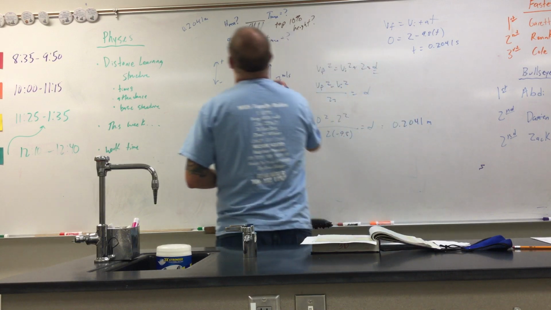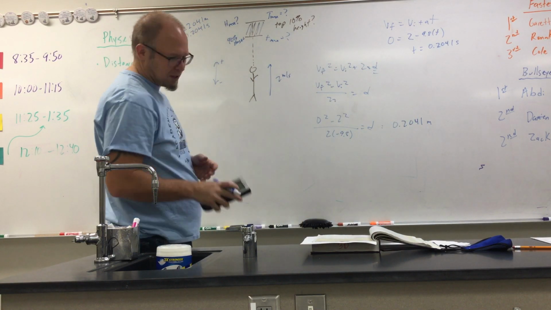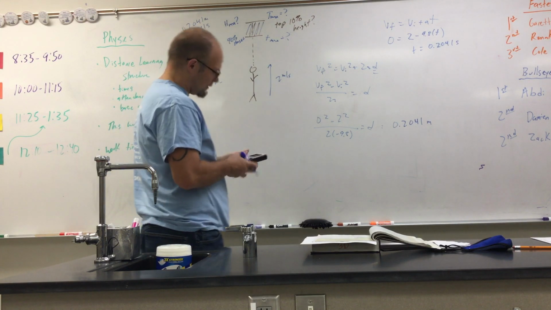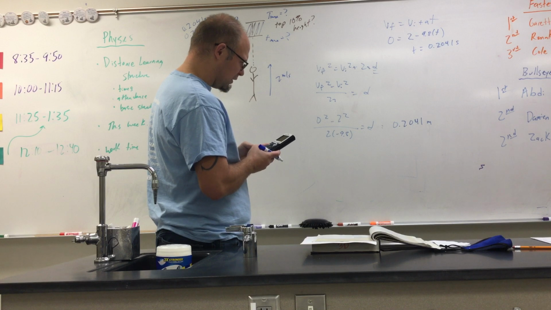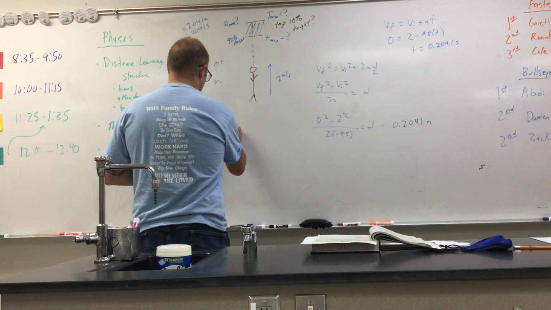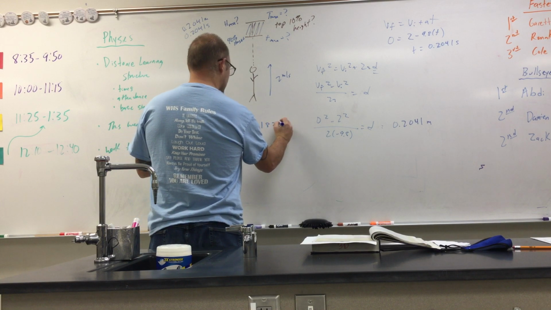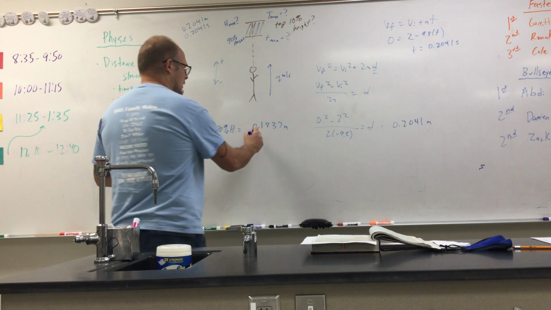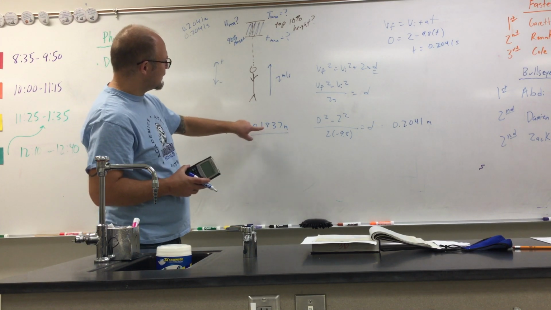Okay, so it takes that amount of time to get to the top. Okay, so what's 90% of that height? So 0.2041 times 0.9 is, so 90% of the height is 0.1837 meters. Okay, this is an important number. Now the question is, how long does it take to get to this height?